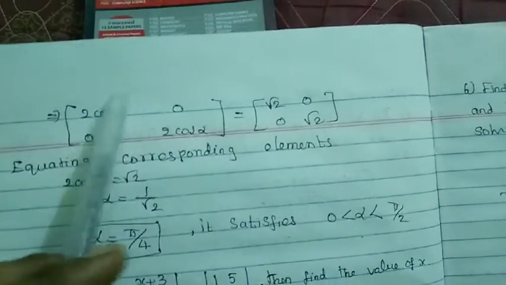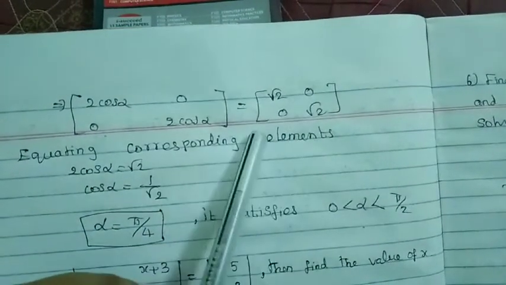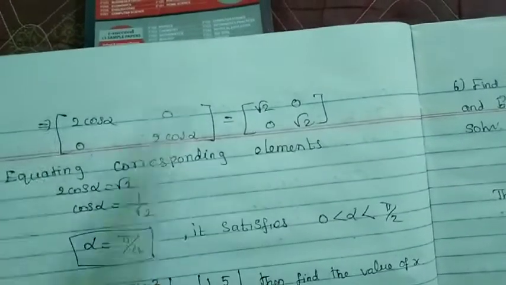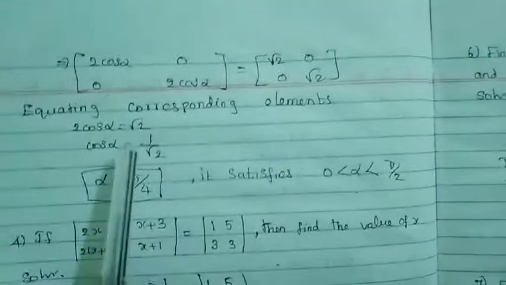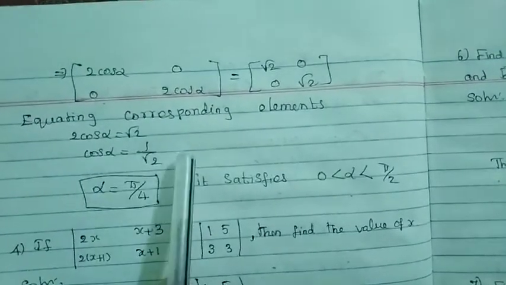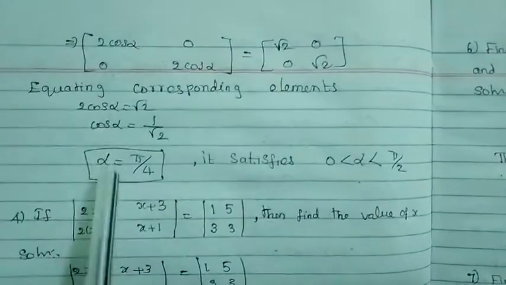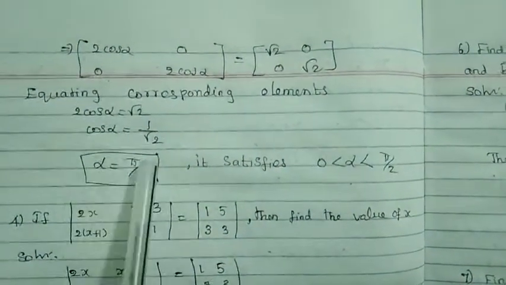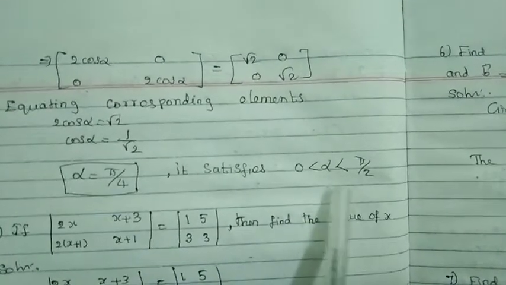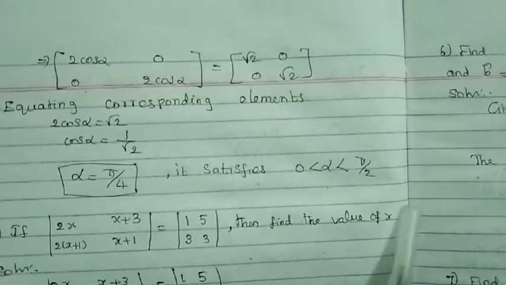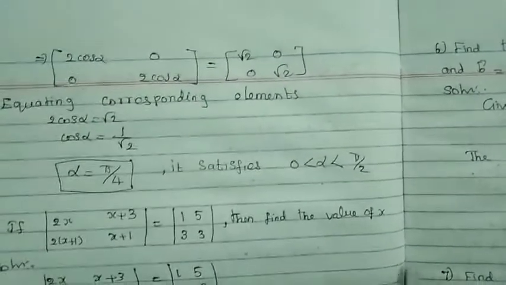Then we add the two matrices. So finally what we get? 2 cos alpha, 0, 0, 2 cos alpha equals root 2, 0, 0, root 2. Now we equate the corresponding terms. That means 2 cos alpha equal to root 2, so cos alpha equal to root 2 by 2, that means 1 by root 2. When alpha gives 1 by root 2 in the cos table, alpha equal to π by 4. Now we check this π by 4 belongs to 0 less than alpha less than π by 2. So in between 0 and π by 2 only π by 4 lies, so this is true. Alpha equals π by 4.